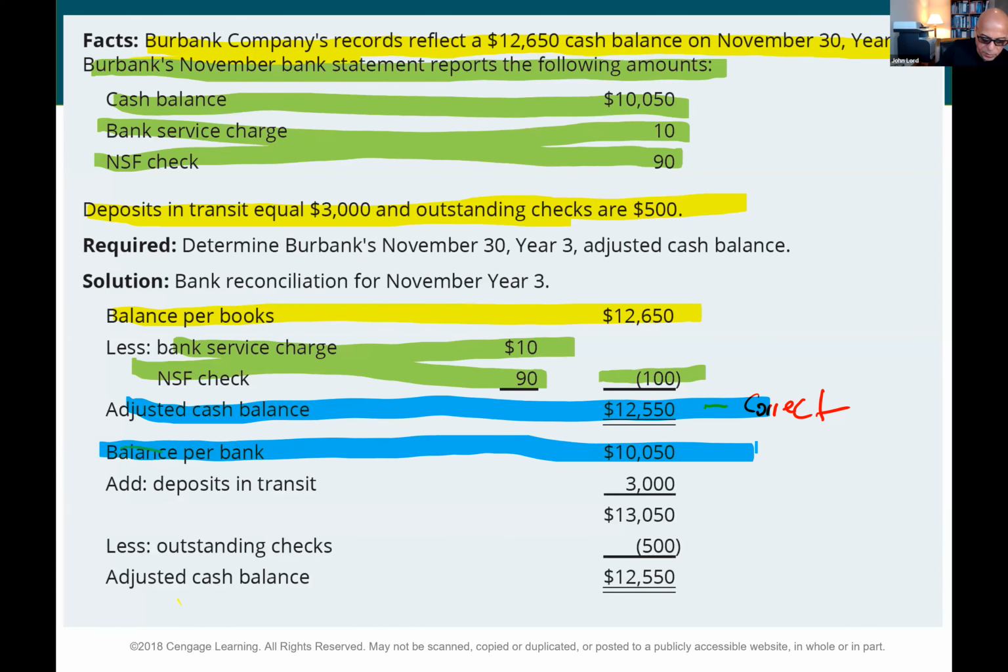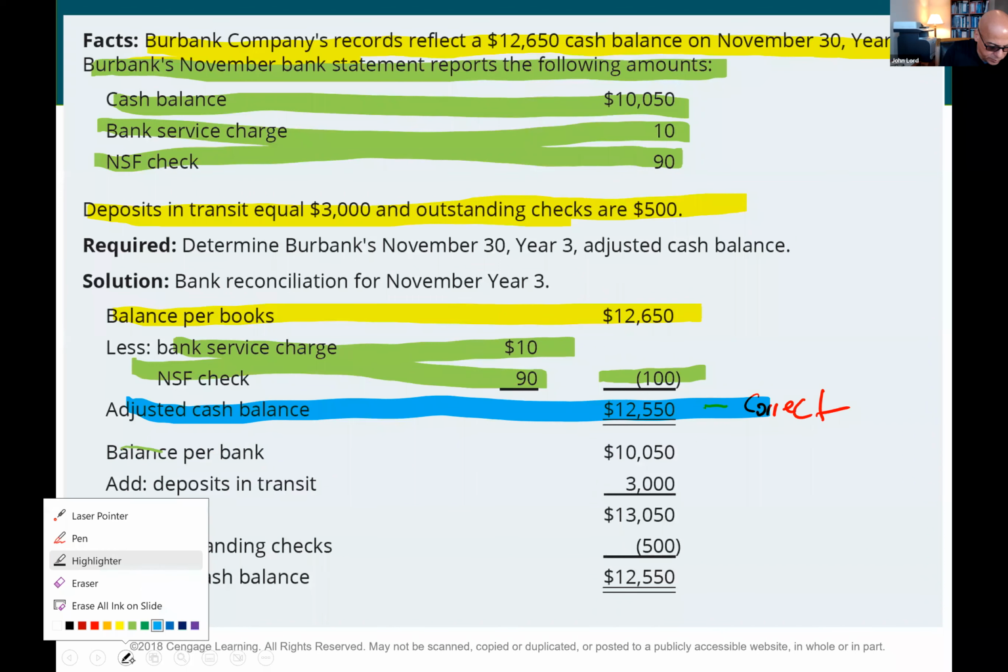Okay, I was trying to make that green because it's the bank statement, but for some reason Microsoft can't figure out how to make it.